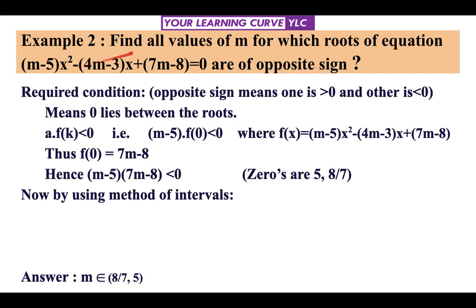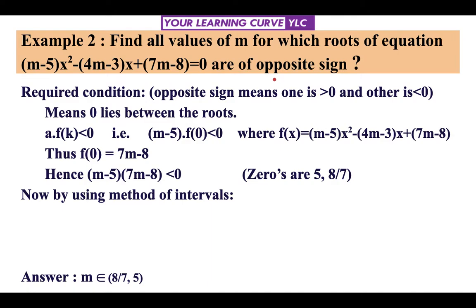Here we know that if we have to make sure that the roots of the quadratic equation are of opposite sign, it means one root is positive and one root is negative. That's all. Roots will be of opposite sign when one is positive and another is negative. That is, 0 lies between the roots. You have to interpret this statement. Roots are of opposite sign means one is less than 0, one is greater than 0. That is, 0 lies between the roots.